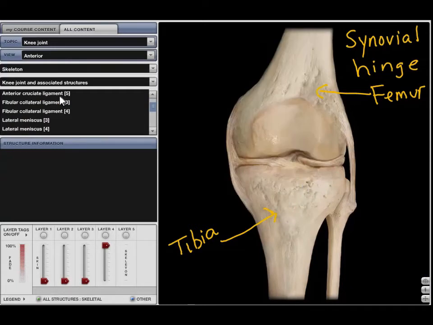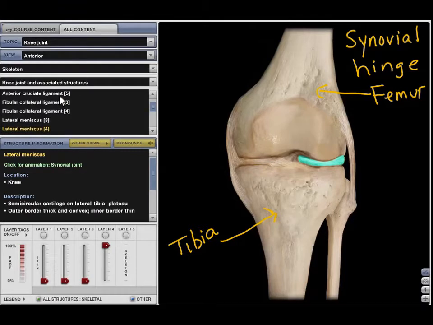The next structures we'll look at are the menisci. And here we see the lateral meniscus. So here's the lateral meniscus and the medial meniscus right here. The menisci are a pair of fibrocartilage pads which are located on the condyles of the tibia. They act as cushions between the articulating surfaces, and they continuously change shape to conform as the femur moves. They also help to stabilize the knee by preventing lateral dislocation of the knee.